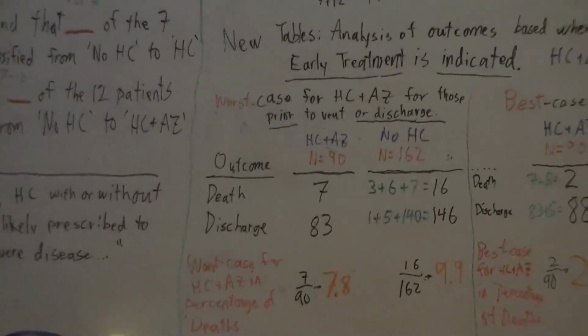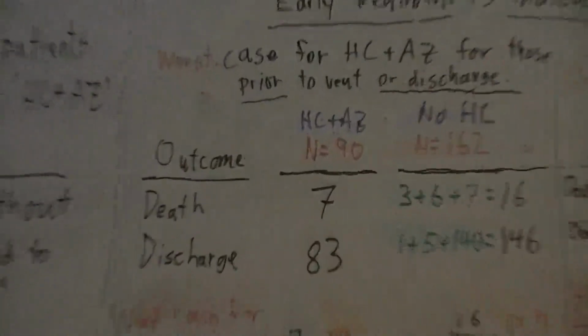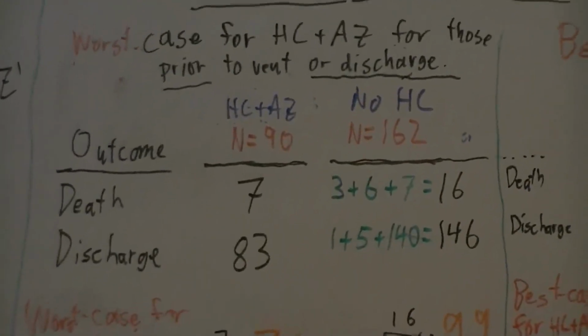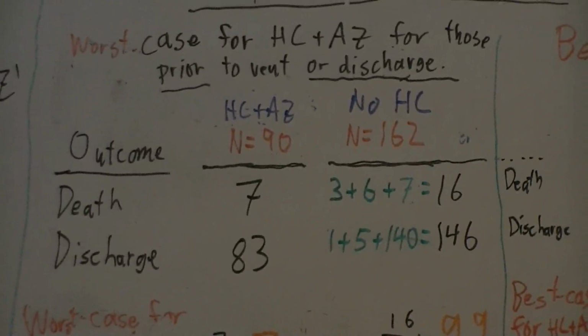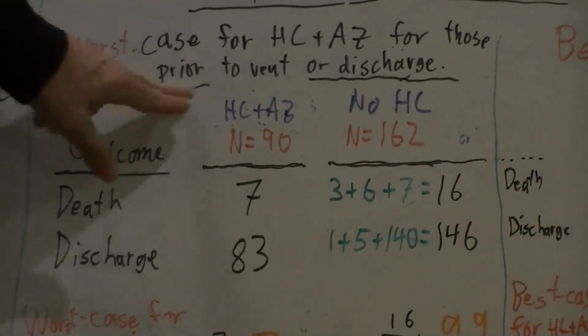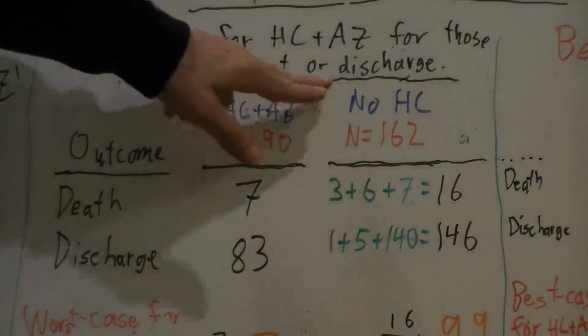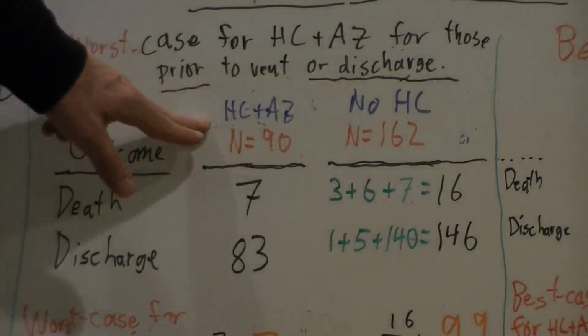Okay, so let's do 2 possibilities here. And we're going to focus here first on what would be the worst case for the HC plus AZ combination. Okay, and I'm focusing now on those given that drug combination prior to either a ventilation or to discharge. Okay, so if we do that, how do we come up with those numbers?